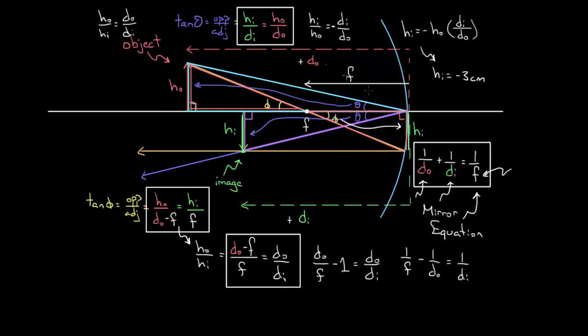And if you couple it with this magnification equation up here, you can also figure out the exact height of the image. Now you might be feeling a little sketchy about this negative sign. I mean, I kind of threw it in quick over here. What's going on with this negative? In fact, how do we know if any of this stuff is negative or positive?